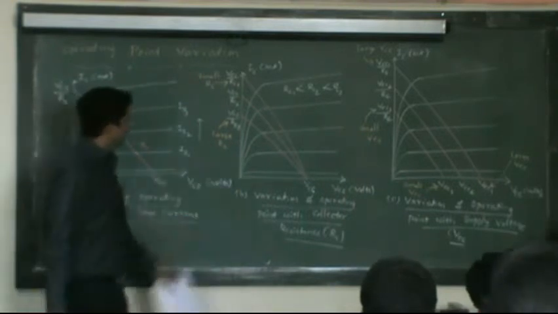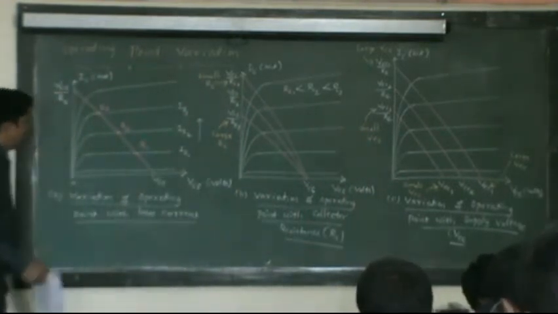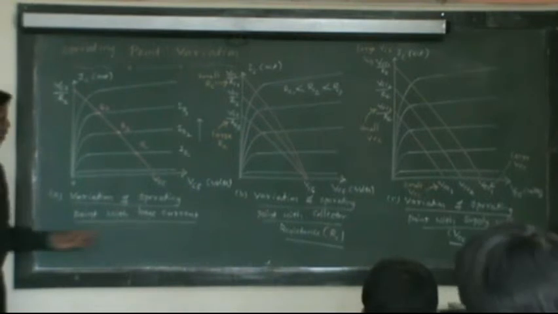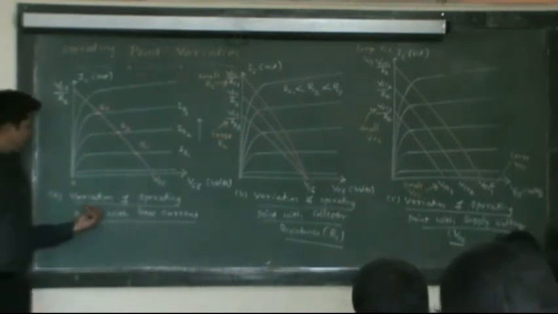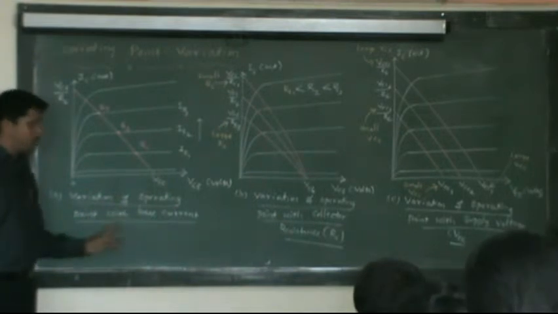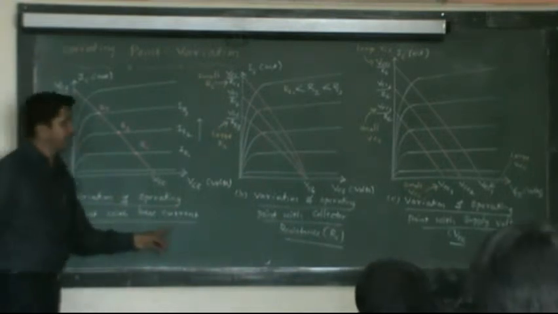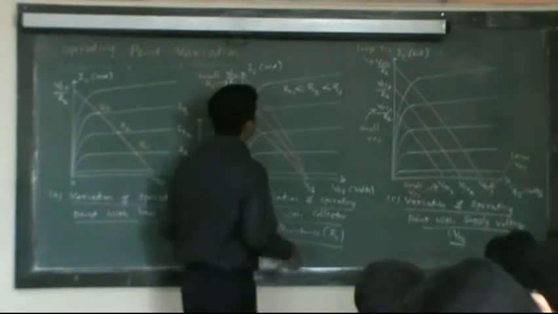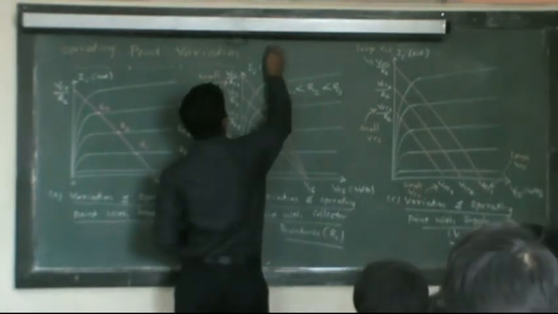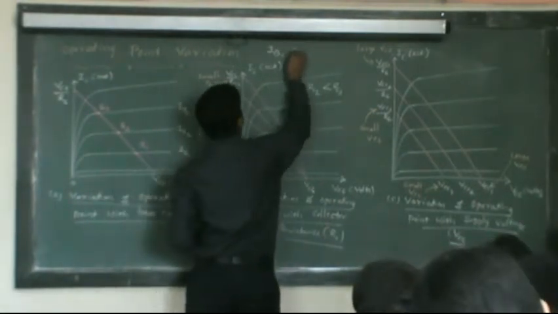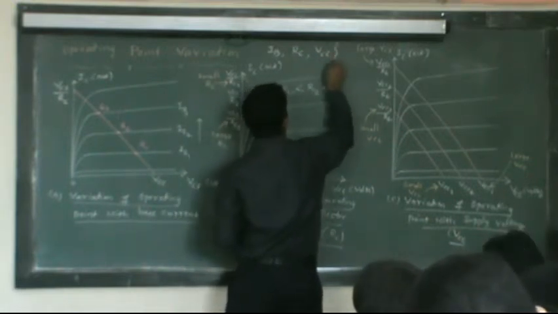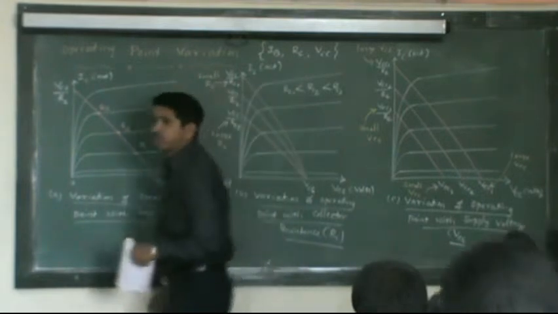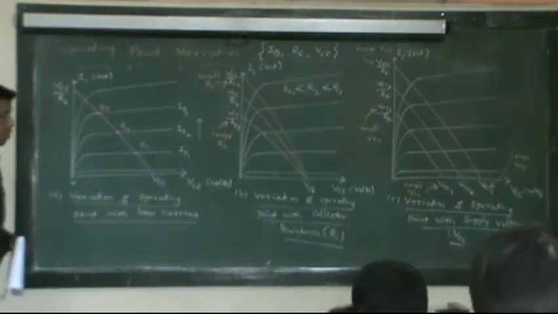Take note of these three graphs. The first one is the operating point variation we have shown here. The first graph indicates the variation of the operating point with the base current. Last class we illustrated three different variations: change in base current, change in collector resistance, and lastly change in supply voltage. These are the three parameters. Changing these will also change the operating point.